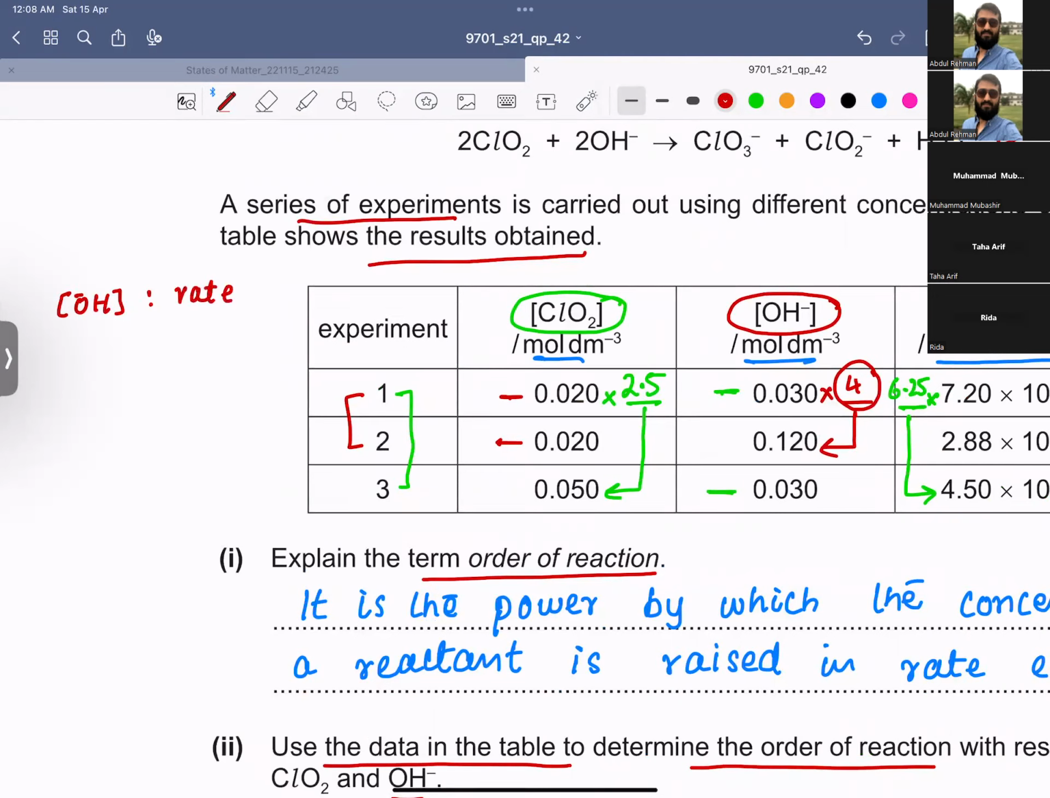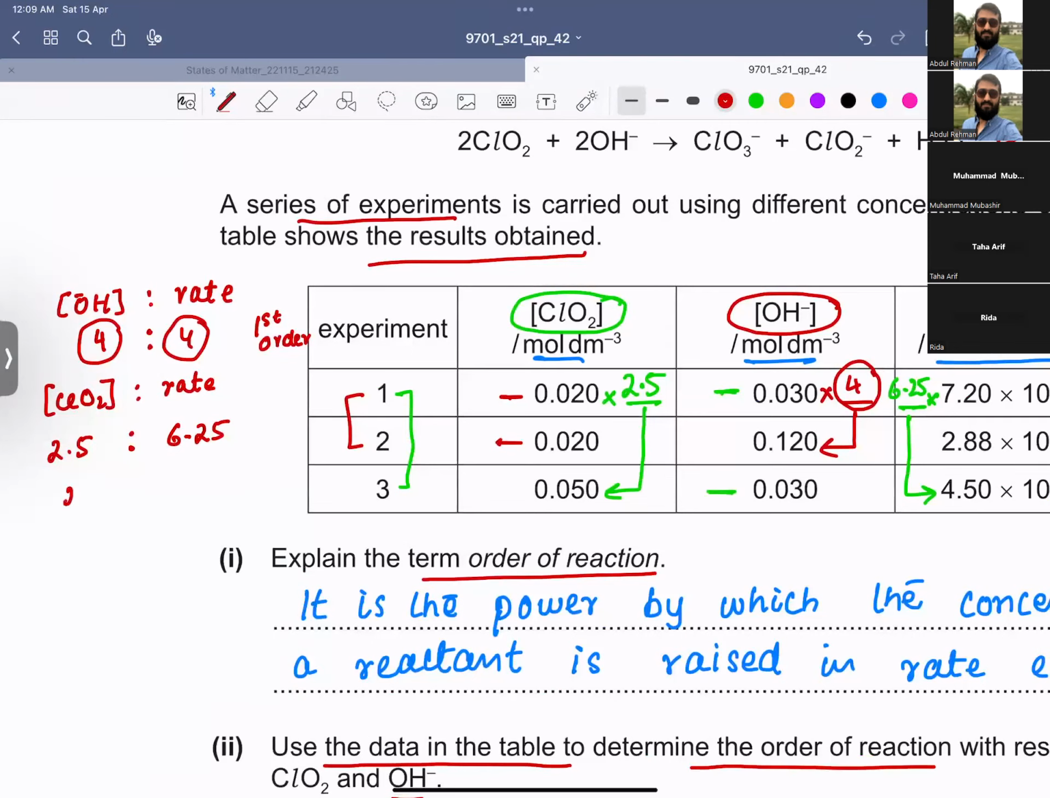In this case, the ratio is 4:1. We are observing that they are changing with the same factor, right? Yes, sir. So that's why we said that it's first order. In this case, what we observed is that the concentration is raised by 2.5 and the rate is increased by 6.25.